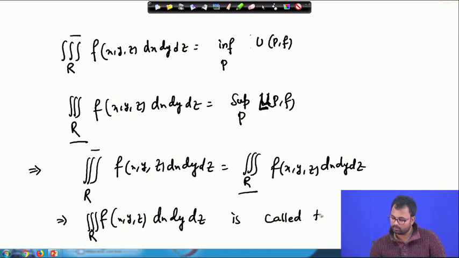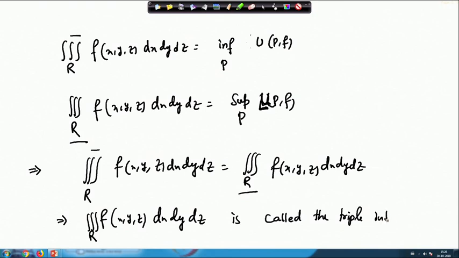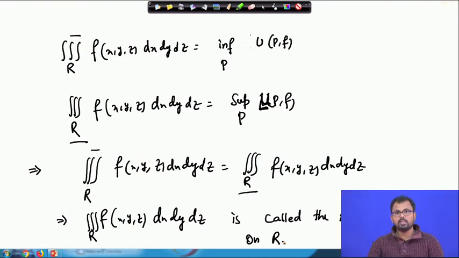It is called the triple integral of f on the rectangular parallelepiped R. So, this is how we define in general the triple integral of a function f on a rectangular parallelepiped R, like we did for the function on a rectangular domain in R2.